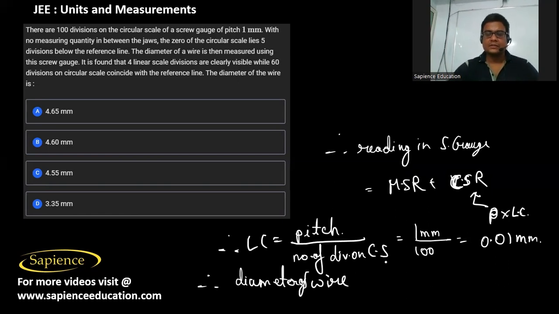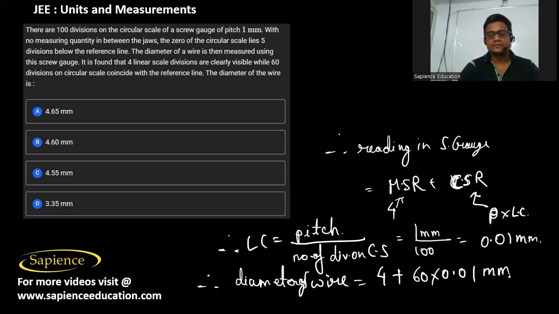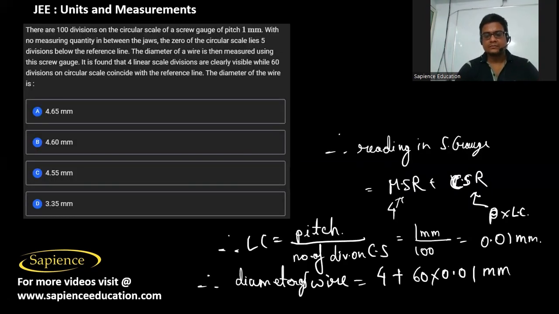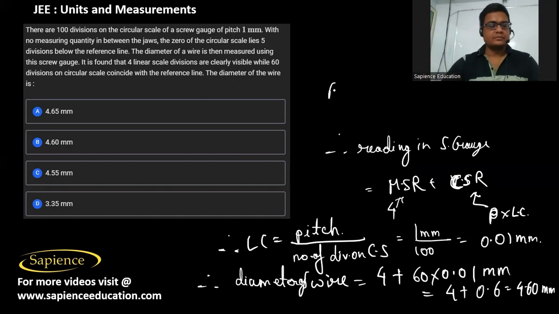the diameter of the wire will be equal to the main scale reading. Here it is told the main scale reading is 4, since it coincides with 4 linear scale divisions, so that is 4 plus the circular scale reading, that is 60 into 0.01 millimeter. So therefore this will be equal to 4 plus 0.6, so that is 4.60 millimeter. So option B is the correct answer.